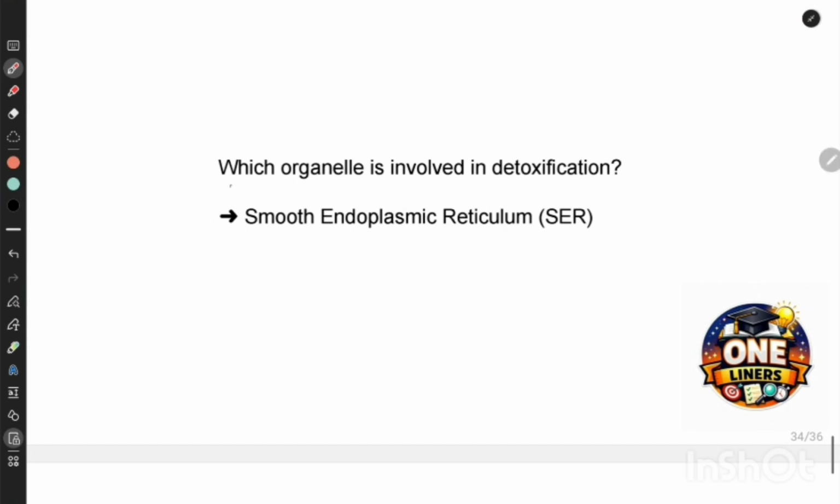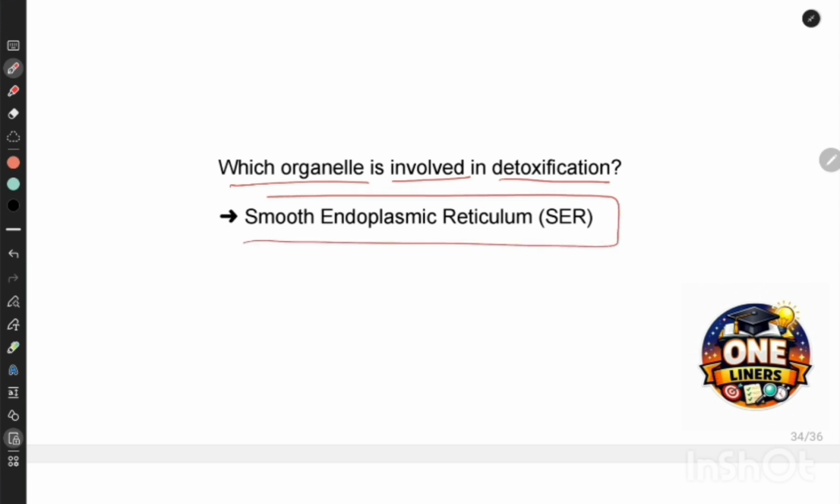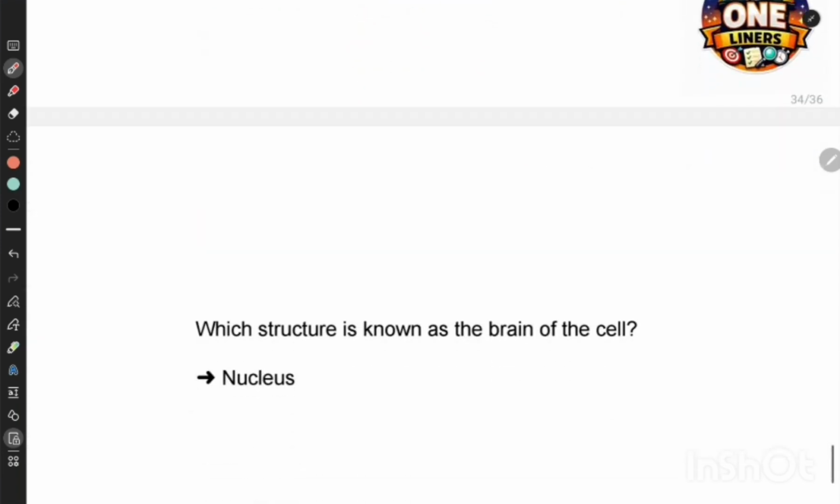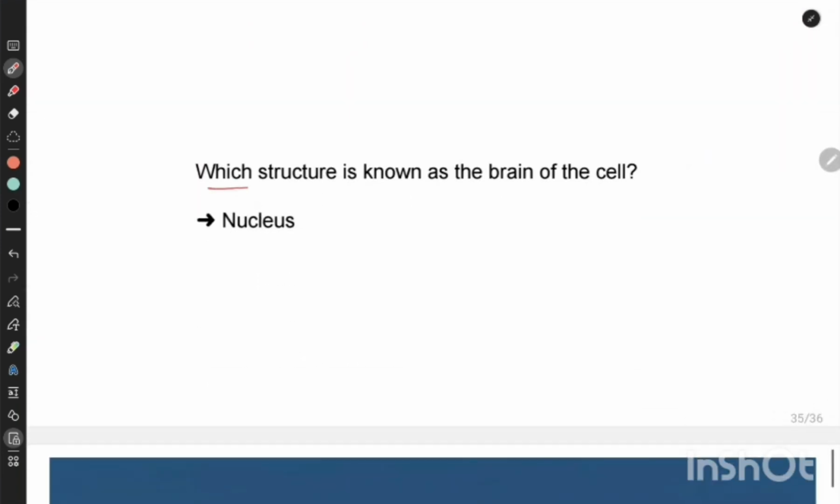Next one. Which organelle is involved in detoxification? So detoxification is done by smooth endoplasmic reticulum. So it is mainly present in liver cells because it helps in detoxifying substances, right? Next one is, which structure is also known as the brain of the cell? So nucleus is known as the brain of the cell, or we can say the principal of the cell, or we can say the control center of the cell.